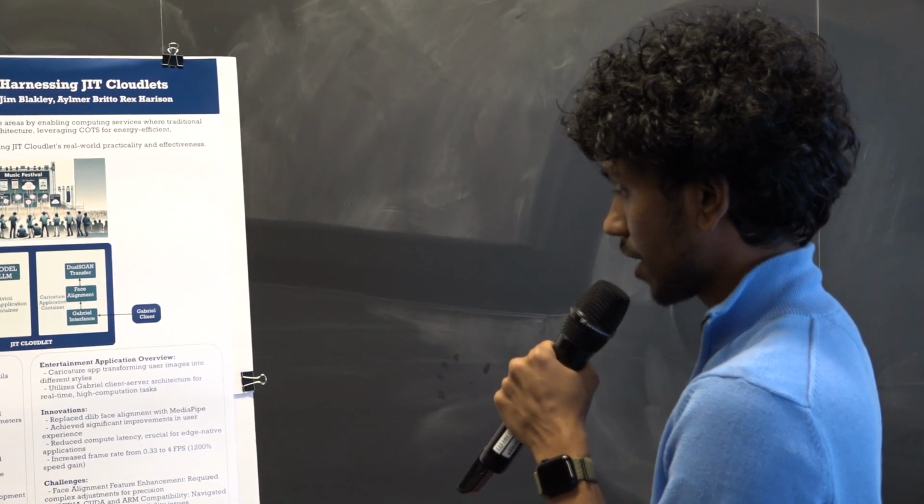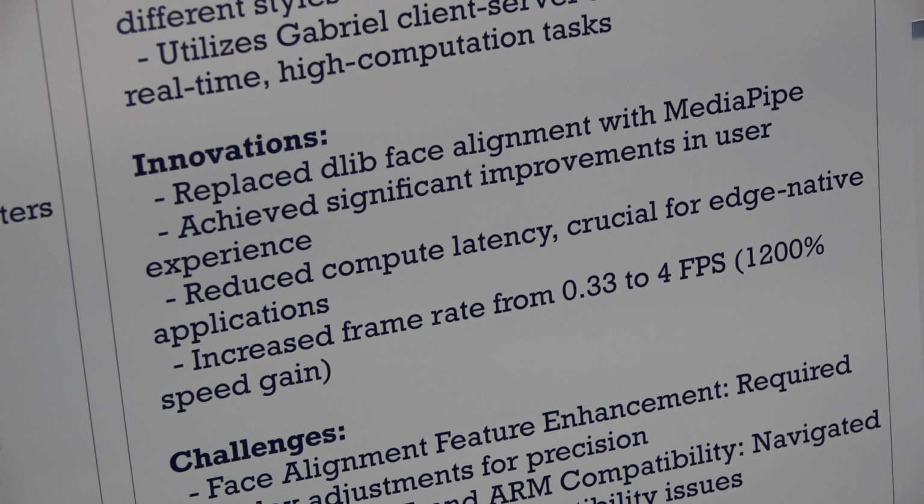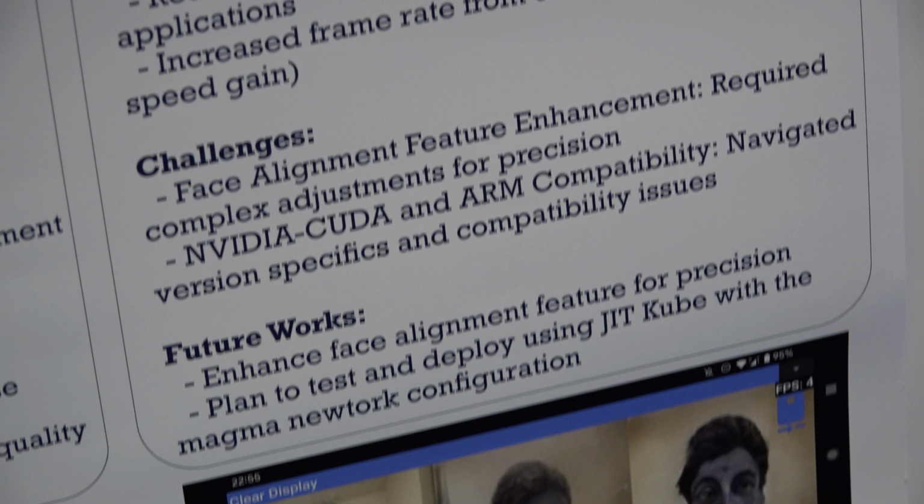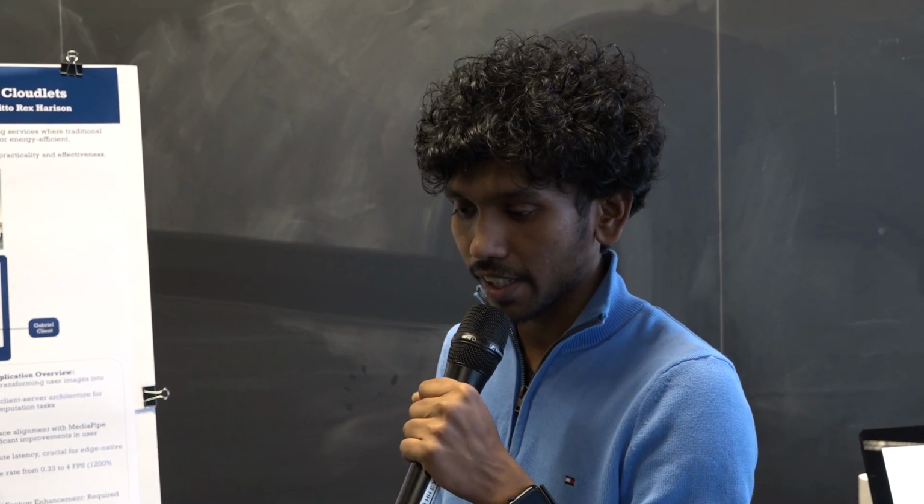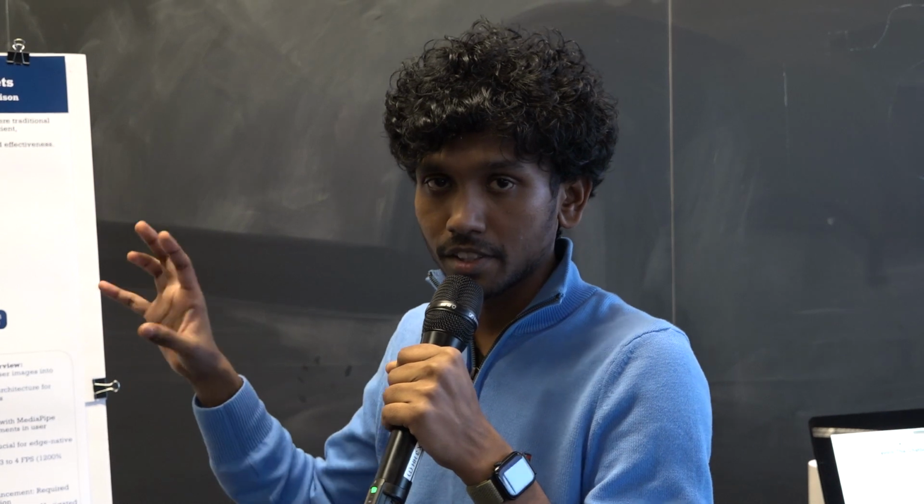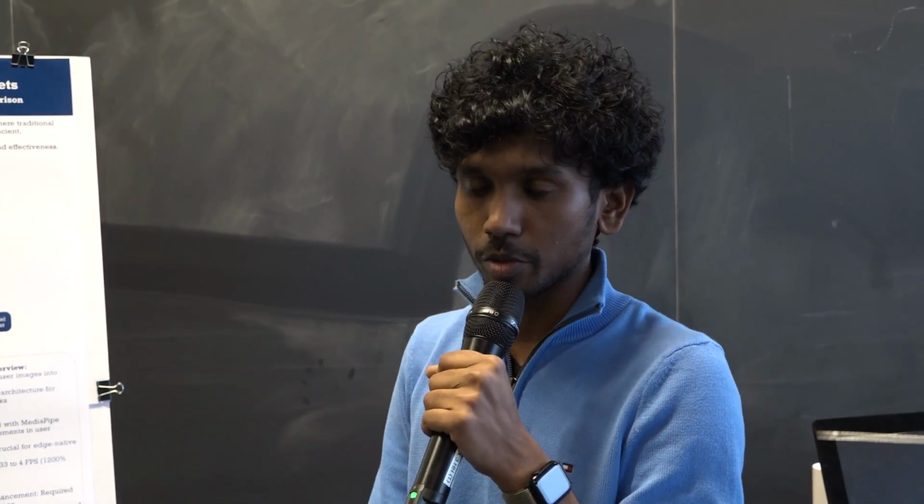And coming back to the caricature app, the innovation part was for us to speed up the inference time. It was 0.33 frames per second, and we increased it to 4 frames per second. We reverse engineered a specific part of the pipeline which does the face alignment, which used the dlib library, which was used by the authors. But we went ahead and used the MediaPipe library from Google and made a lot of modifications such that it fits properly within the pipeline, and we ended up getting good performance.